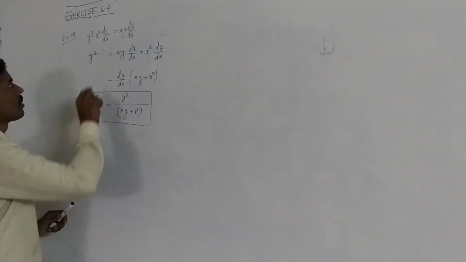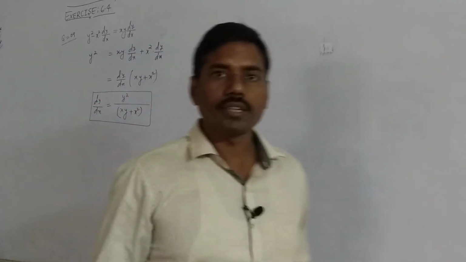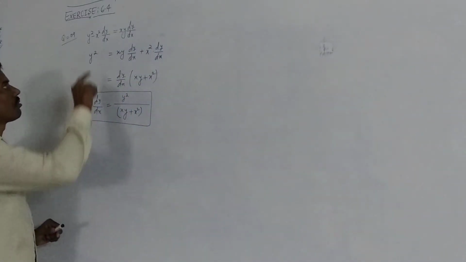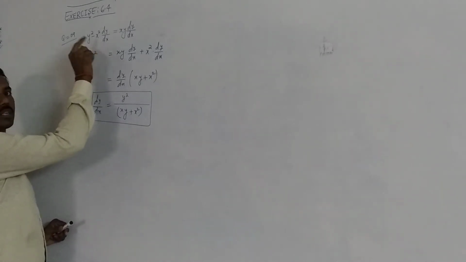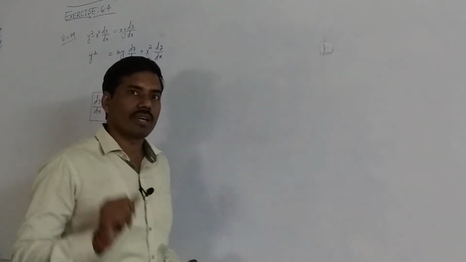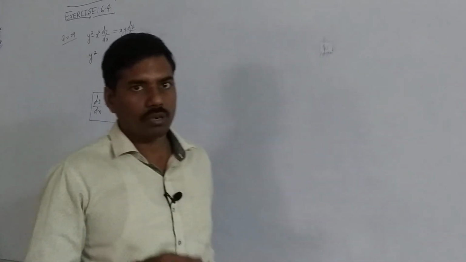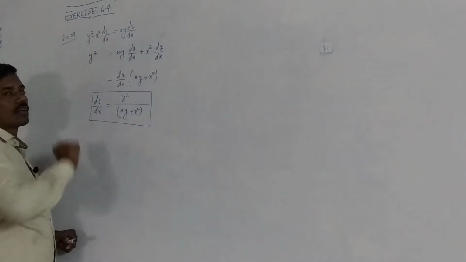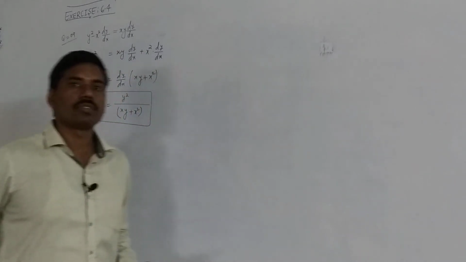Okay, and since the given differential equation is a homogeneous differential equation, the degrees of these terms are the same: first term degree 2, second term degree 2, and the third term x to the power 1 and y to the power 1, meaning powers of the variables. There are two variables in this term, x and y, both having index 1 and 1. Adding 1 and 1 we get 2. So the degrees of these terms are the same, so we can say the given differential equation is a homogeneous differential equation.